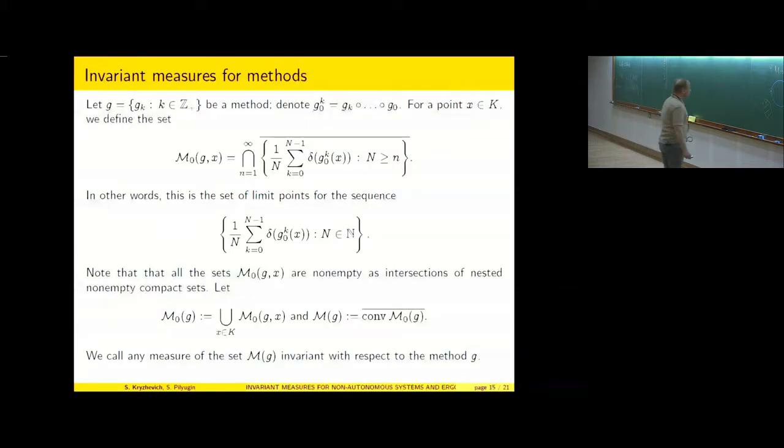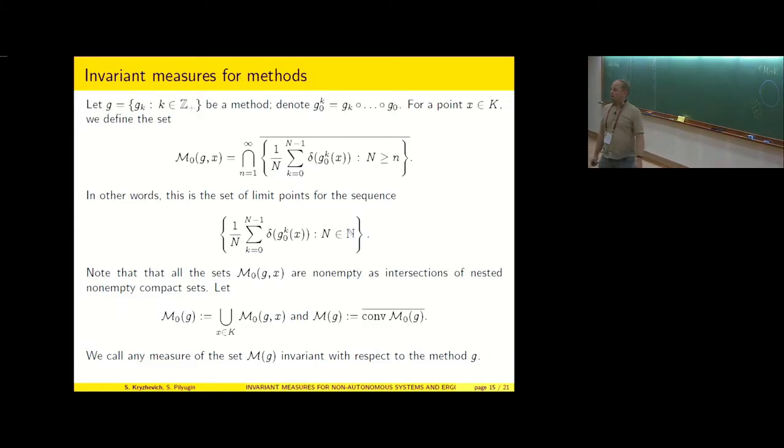Moreover, I'll show you that we can do this also for numerical methods. For instance, let us have a numerical method, and we can take iterations of this method, and using the classical procedure of Birkhoff averages, we can define invariant measures like this. First of all, we define a kind of ergodic invariant measures that are limit points of Birkhoff iterates, and define the set M sub 0.